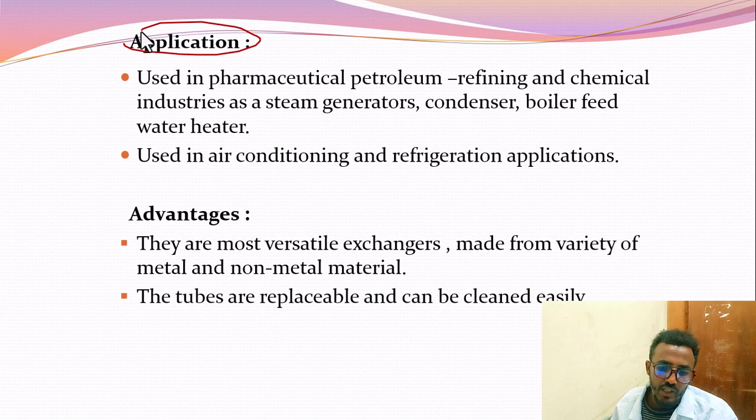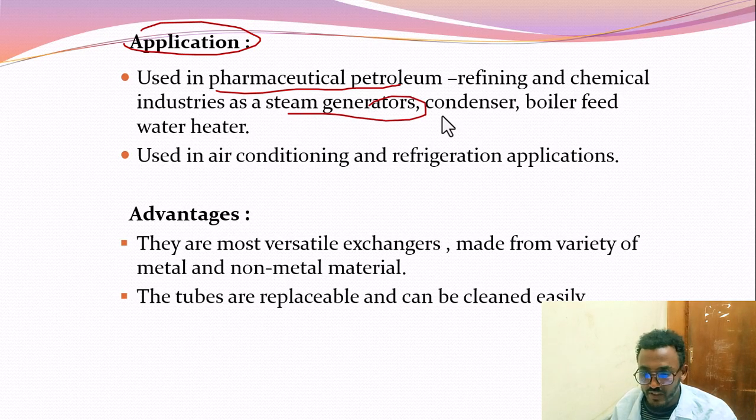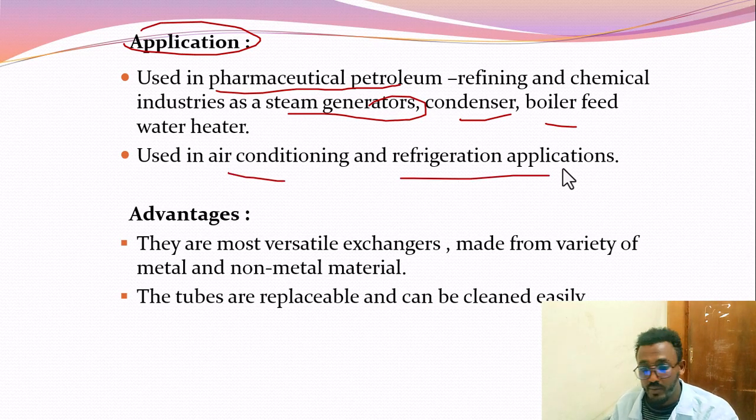The main applications of this kind of shell and tube heat exchanger are in pharmaceutical, petroleum refining and chemical industries, as steam generators, condensers and boiler feed water heaters. And also we use it in air conditioning and refrigeration applications.